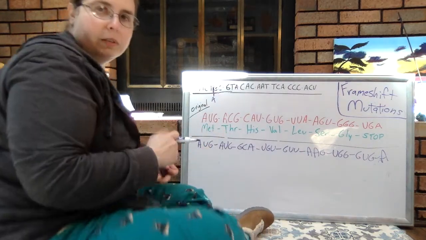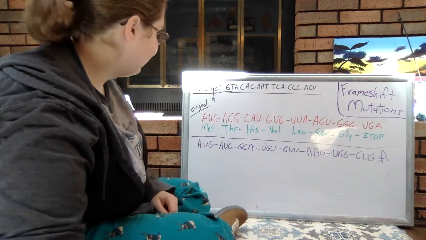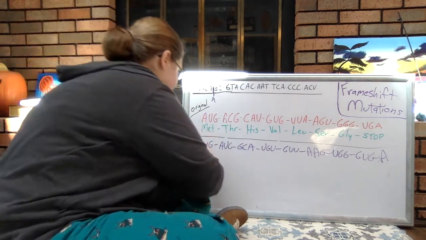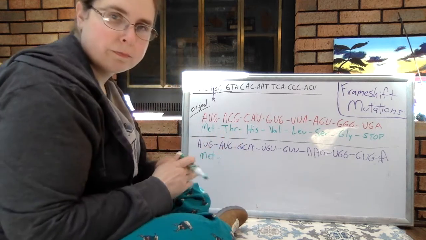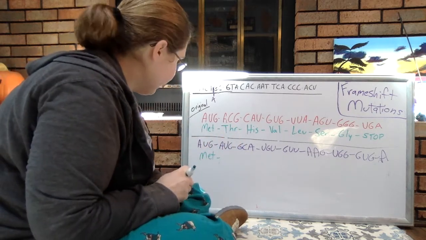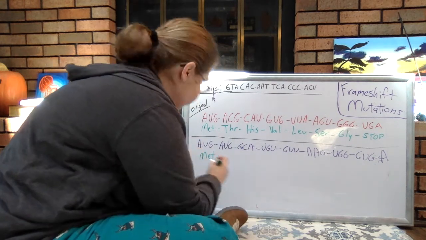All right, well, let's see what kind of amino acid chain this one would make. So we still have met, so methionine. We have AUC, so AUC is isoleucine.